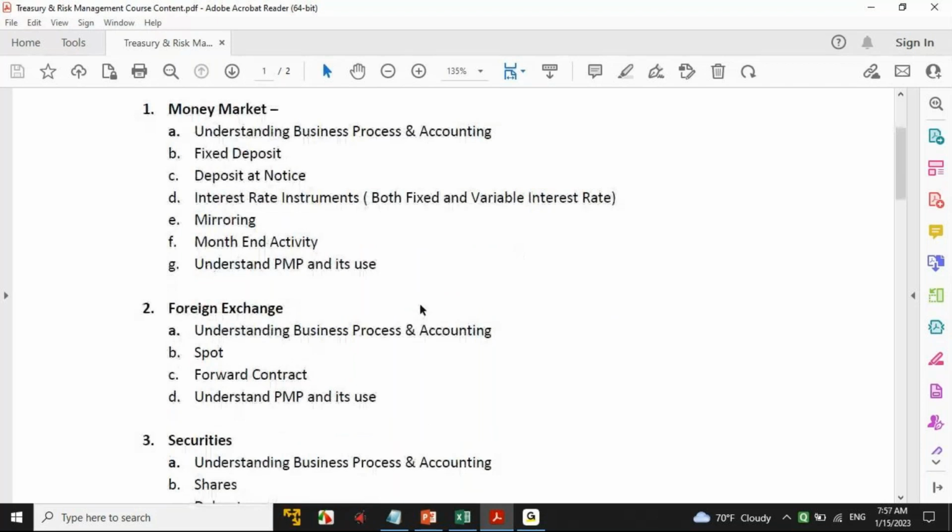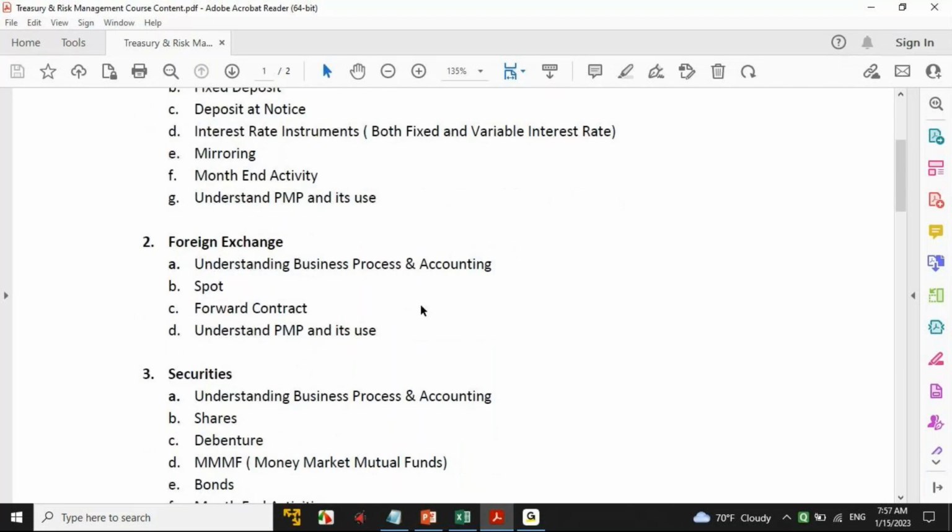Now come to foreign exchange. We have the money market, and we have foreign exchange. We'll discuss, again, the business process and accounting, what is spot, what is a forward contract. We also understand PMP, and the various other activities called valuation class transfers.